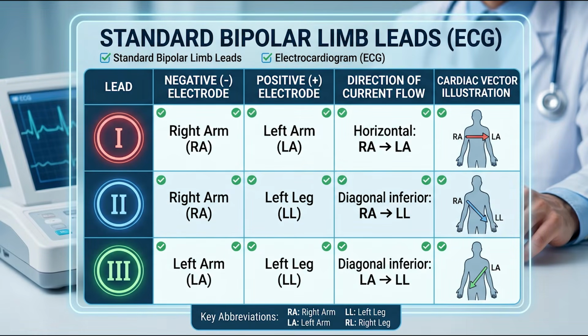Let's look at the specific polarity and direction of these bipolar leads. Lead I is created using the right arm as the negative pole and the left arm as the positive pole, meaning the current flow is tracked from RA to LA. Lead 2 uses the right arm as negative and the left leg as positive, with current flowing from the right arm down toward the left leg. Finally, lead 3 is formed by using the left arm as the negative pole and the left leg as the positive pole, resulting in current flow from the LA to the LL.